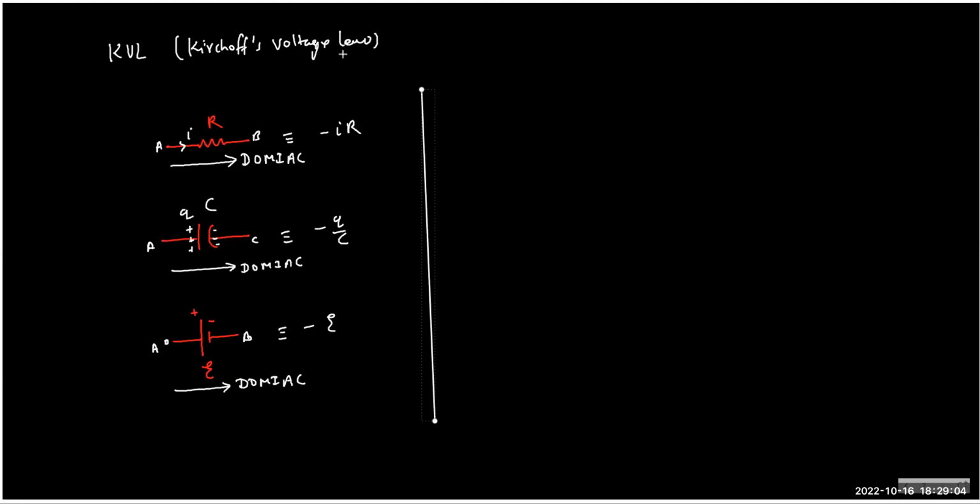For every question, I'll draw the same diagram here. If this is your direction of motion in a circuit, it is plus IR. If this is your direction, same, plus Q by C, and if this is your direction, then plus E. As of now, we are going to face R, C, and E in this chapter, so I'll confine our discussion to these three elements.